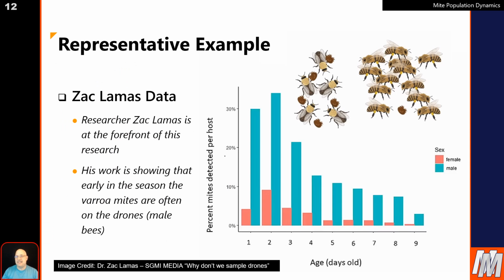It stands to reason that if the varroa mite prefer drone larvae, then when they emerge from the cells, the drone larvae are going to carry the varroa mites. In the early spring, when there's a lot of drones, you will find varroa mites on the drone population. That's an important factor to consider when thinking about colony dynamics through the seasons.